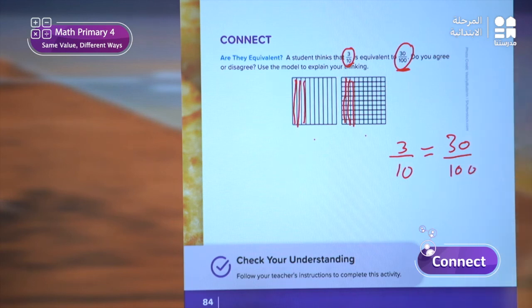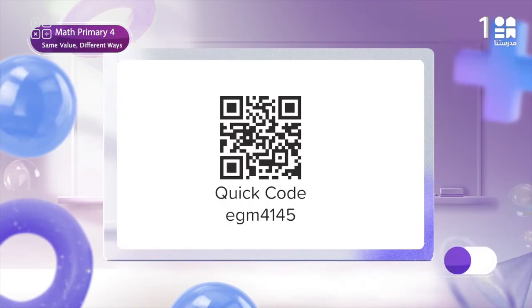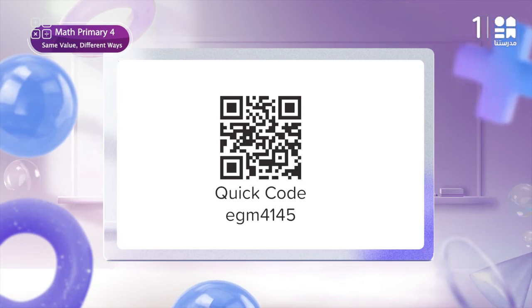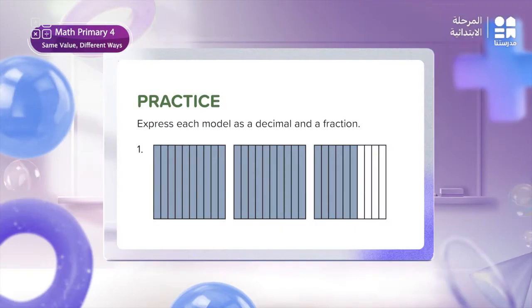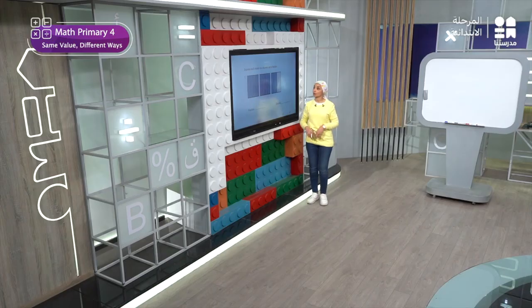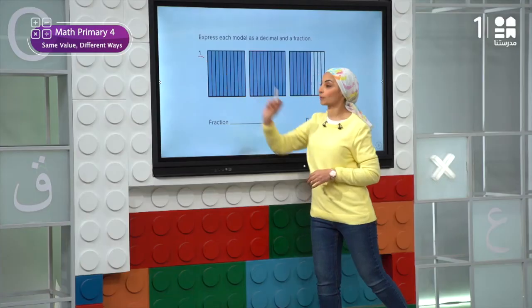Now you can go to the practice part and check your understanding by scanning the quick code at the beginning of this lesson that will direct you to the digital version of your math textbook on the Egyptian Knowledge Bank. Now open page 81 or look at the one on the screen here. Problem number 1. Here's problem number 1.